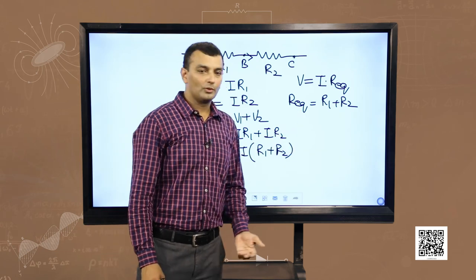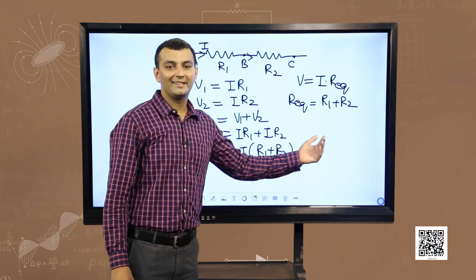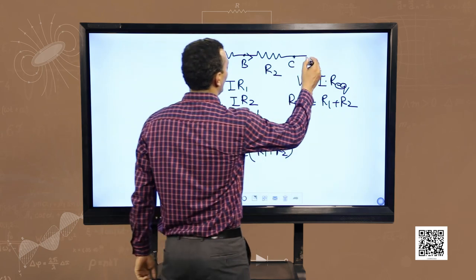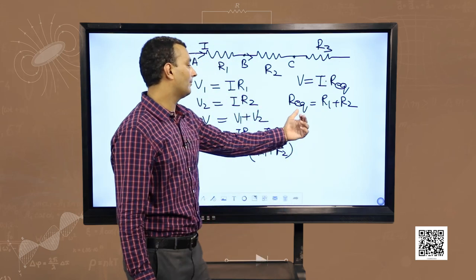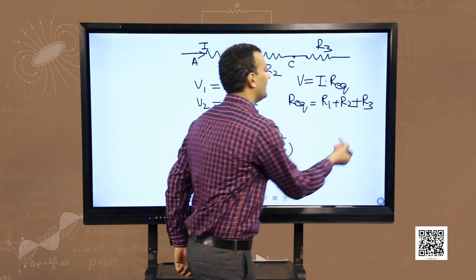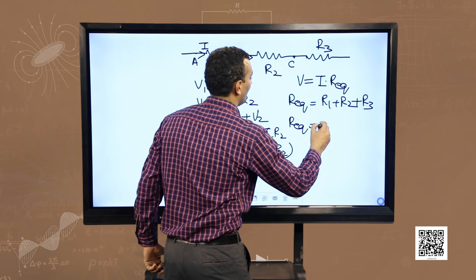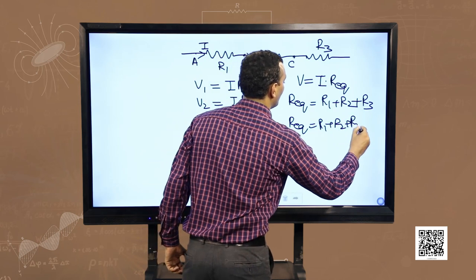We can generalize this formula for a higher number of resistors also. For example, for three resistors, if we add another resistor R3 here, the formula will become R equivalent equals R1 plus R2 plus R3. Similarly, it can be generalized for any number n of resistors and can be written as R1 plus R2 plus R3 up to Rn.